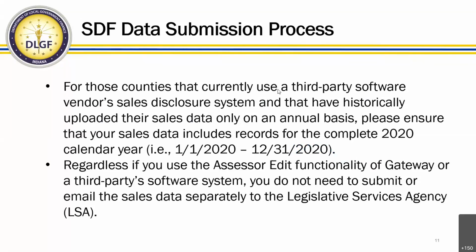And for the counties that use a third-party software vendor to manage their sales disclosure systems and that have historically uploaded their sales data on just an annual basis, so you wait until January of the following year to do one big upload of all your previous year sales, we ask that you please ensure that your sales data includes records for the complete 2020 calendar year. So if you're going to wait until January of next year to do one upload of all those sales, please verify that that upload includes records from January 1st to December 31st of 2020.